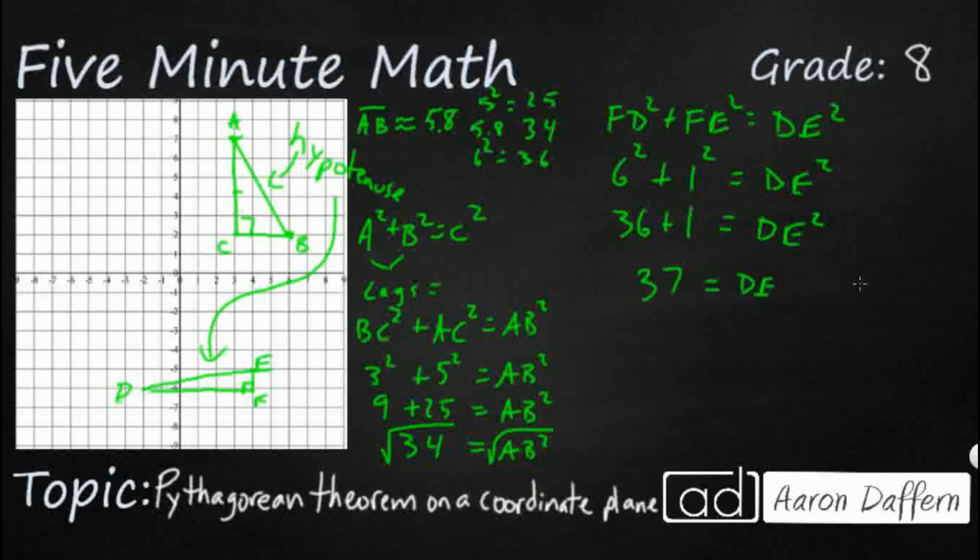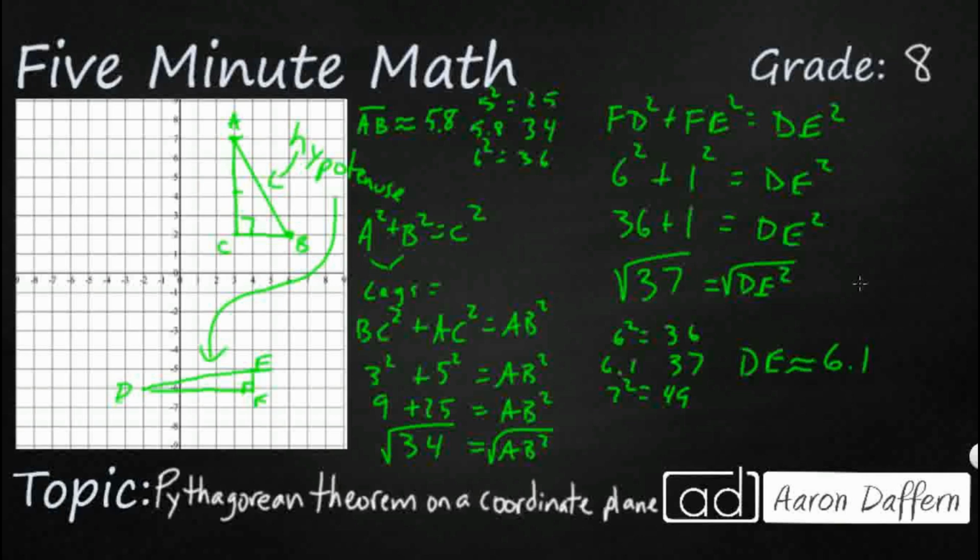37 equals DE squared. Have to take the square root of both. Once again, if we have a calculator, we'll figure that out, but look at that. You know that 37 is really just close to that 36, which is 6 squared. That next one, 7 squared, is 49. So that's probably going to be around 6.1. So we could probably say that DE is approximately 6.1.